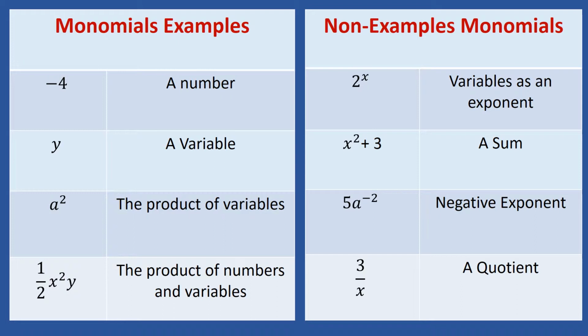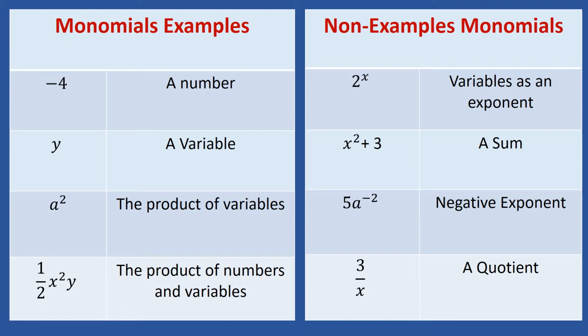Let's look at the bottom line there. You'll notice they have 1/2 x squared times y. Products of numbers and variables are monomials. Okay? It's any number. You can even take the square root of the number. That's fine. But guys, you can only take products of the variables if you want to have a monomial.